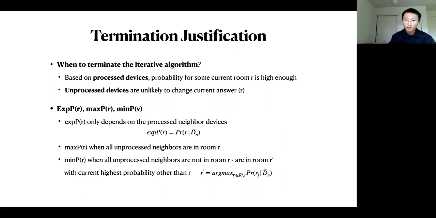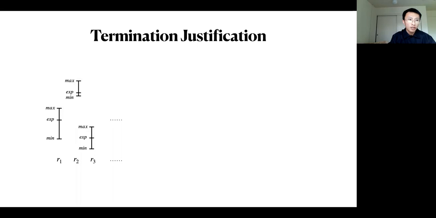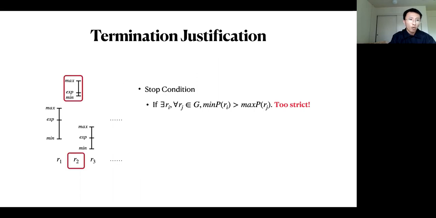So based on these three probabilities, we can set the stop condition. If there exists a room Ri, such that for any other room Rj, the min probability of Ri is greater than the max probability of room Rj, then we can stop the algorithm. But actually, this condition is often too strict. So we loosen the stop condition as follows.